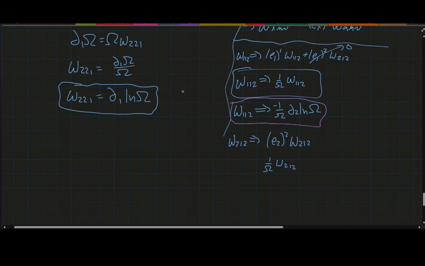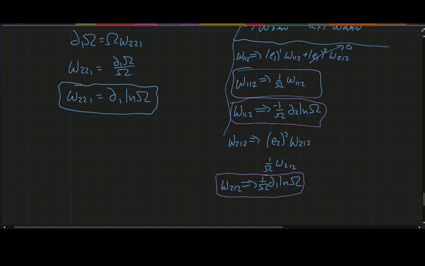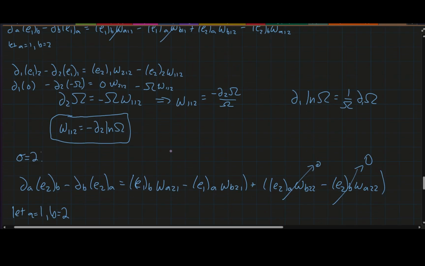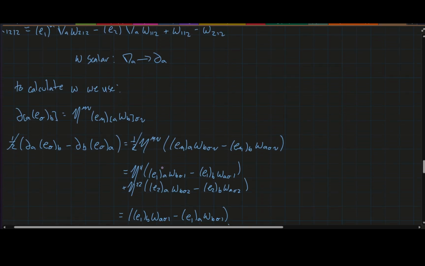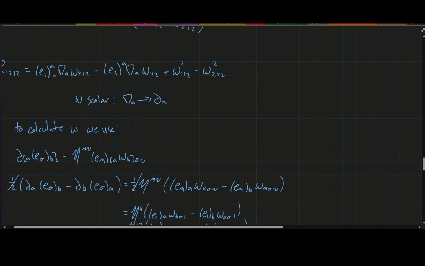So for W212, we're going to let it be, in the Riemann equation, 1 over omega times del 1 ln omega. Very similar to the other one. Okay, so we have those. And we have an equation for the Riemann tensor. I think. Yeah, right here.